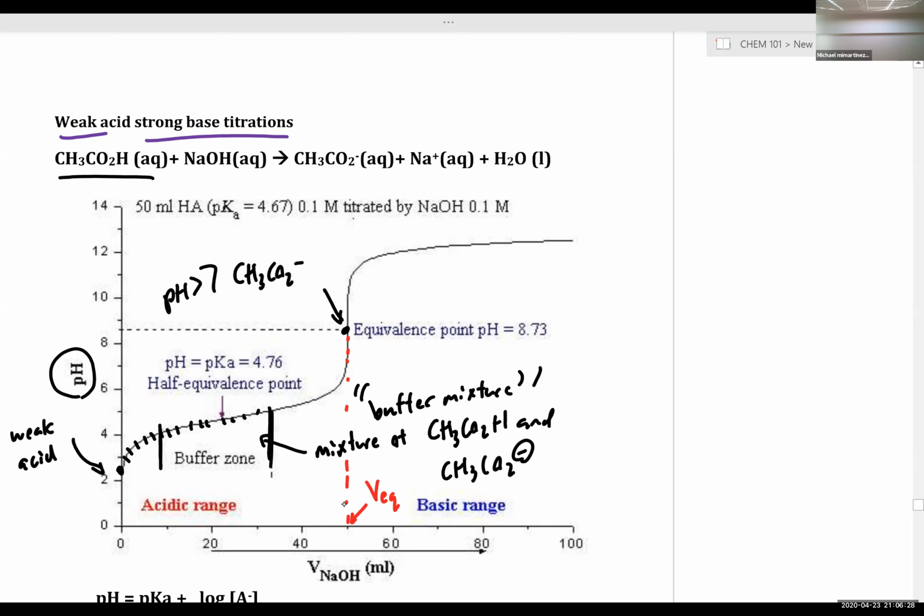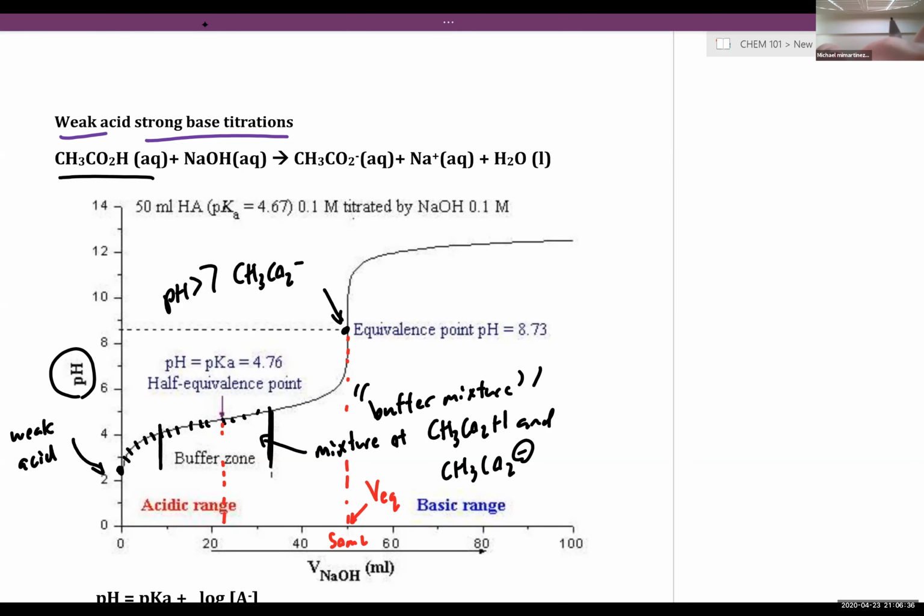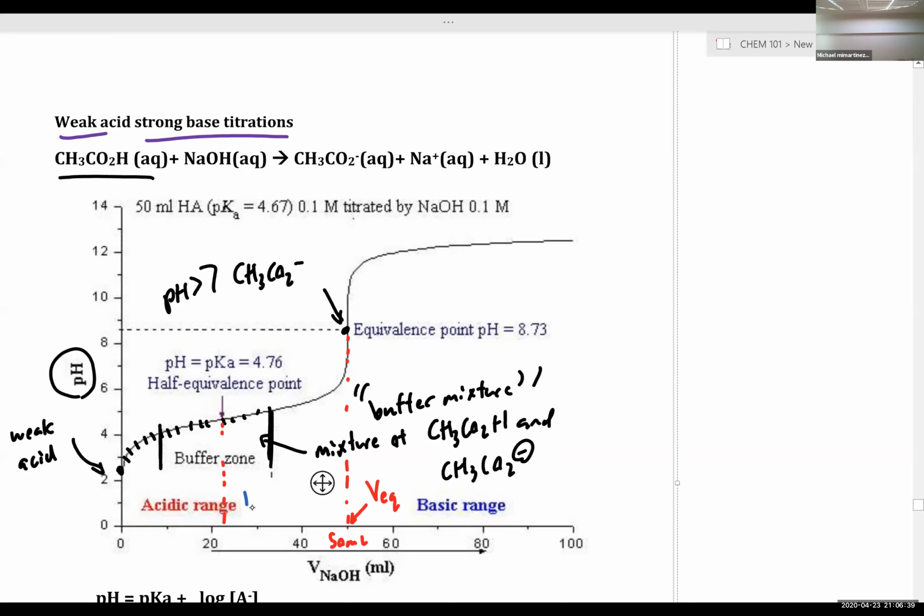And at half of the equivalence point, so if this is 50 milliliters, at around 25 milliliters, at 1/2 the equivalence, there's a really key feature I want you to know. At the half equivalence point, your pH is equal to the pKa. A buffer means essentially that it resists change in pH. You essentially prevent your pH from changing rapidly.